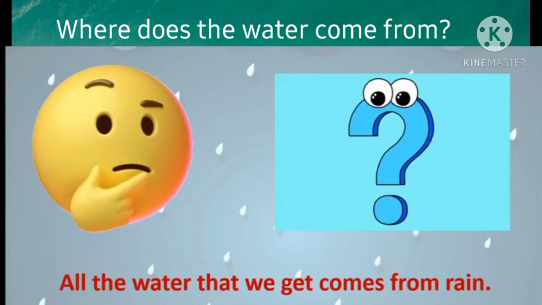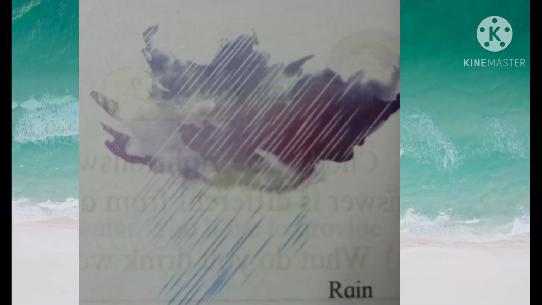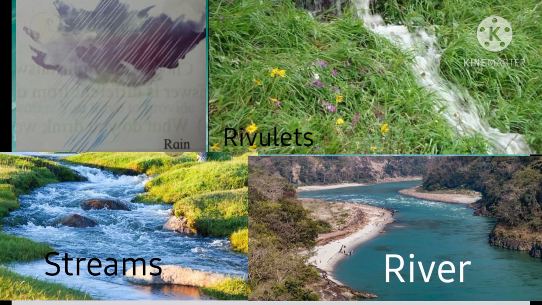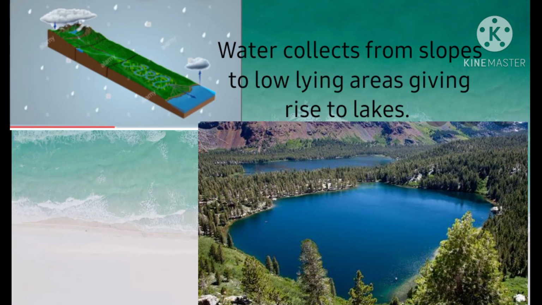So the question is, where does the water come from? The water that we have stored in wells and dams, and that we get from the river, where does it come from? The answer is, all the water we get comes from the rain. When it rains, some water flows over the ground, giving rise to rivulets, streams and rivers. Some water collects in low-lying areas from the slope. Thus, ponds and lakes are formed.